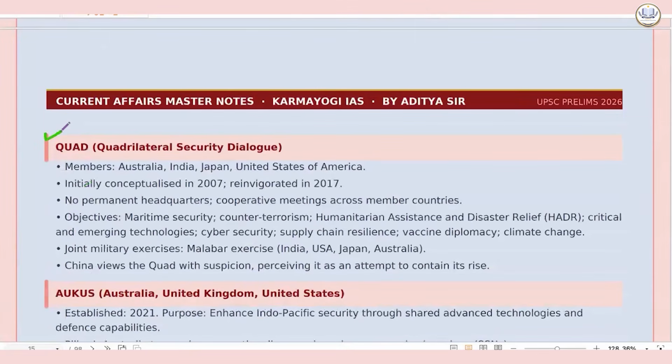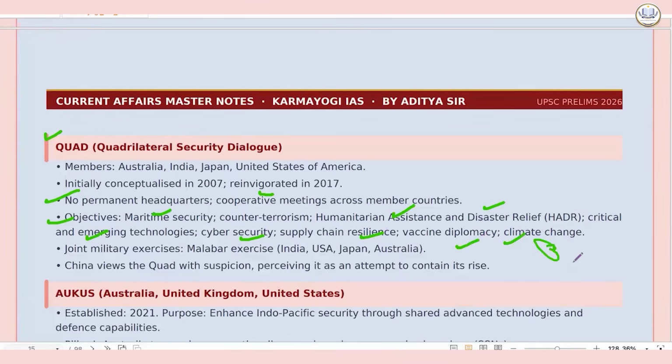The Quad. So members are Australia, India, Japan, USA. Conceptualized back in 2007, but reinvigorated in 2017. There is no permanent headquarters; there are cooperative meetings across member countries. The objective is maritime security, counter-terrorism, humanitarian assistance, and disaster relief. It is critical in emerging technologies, cyber security, supply chain resilience, vaccine diplomacy, and climate change.